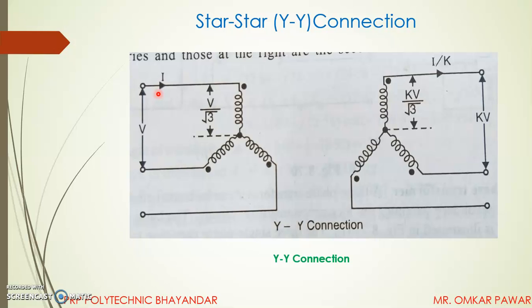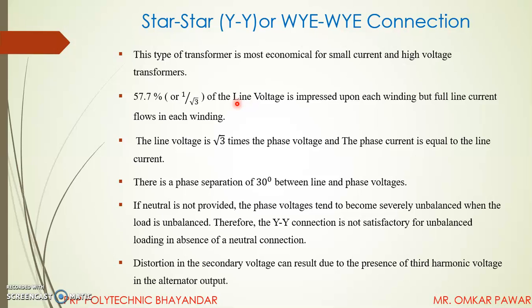So in star connection, the current flowing in each phase will be same, but voltage level will be reduced per phase. That is, the line voltage is equal to root 3 times phase voltage. So in this type of transformer, it is economical for small current and high voltage transformer. So that is 57.7% or 1 divided by root 3 of line voltage is impressed on each winding.